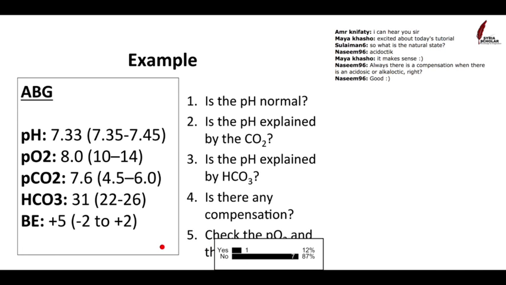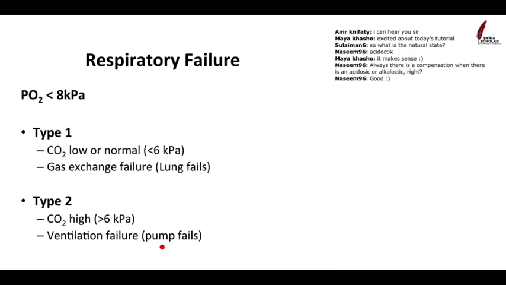So the next step is to check the PO2, the oxygen saturations. Basically, what we're looking for here is signs of respiratory failure. Respiratory failure is defined as effectively not getting enough oxygen into the bloodstream. When we take off the sample, we can see how much oxygen is in the bloodstream on the PO2 section. Respiratory failure is defined as a PO2 of less than 8 kilopascals. So if the oxygen tension is less than 8, then there's a respiratory failure.